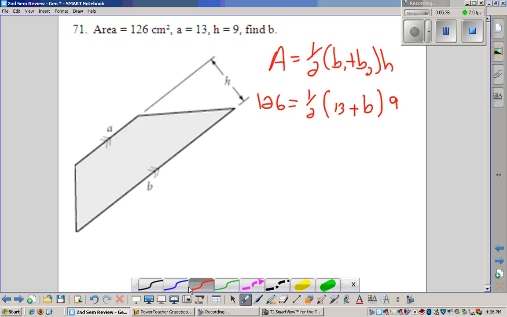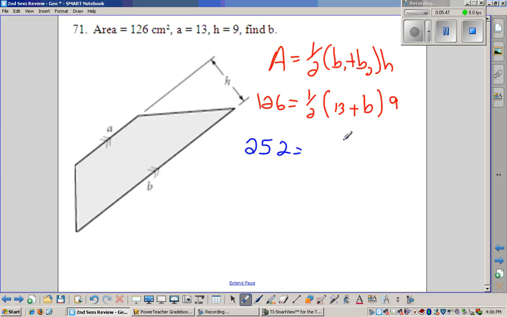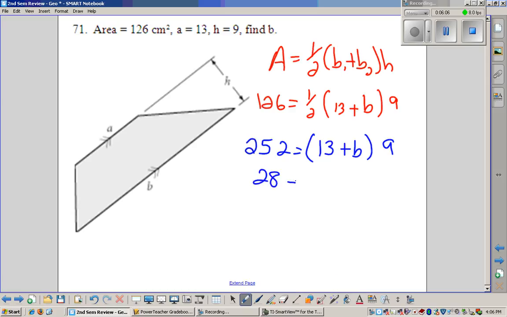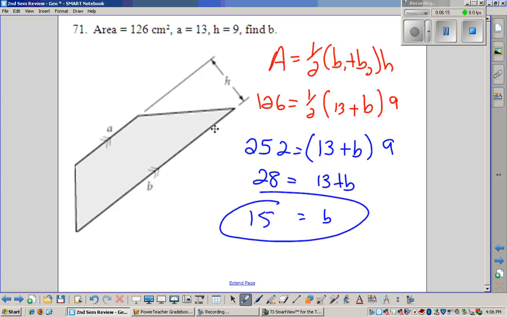So let's take both sides and multiply by 2. That gives us 252, I believe. Next, we'll have to divide by 9. That gives us 28. So this is 28 equals 13 plus b. We'll subtract 13 from both sides and we get 15. So that's the answer for that. Base is 15.